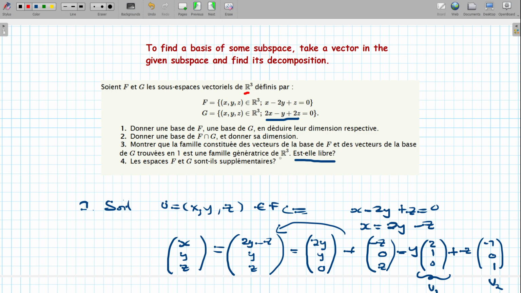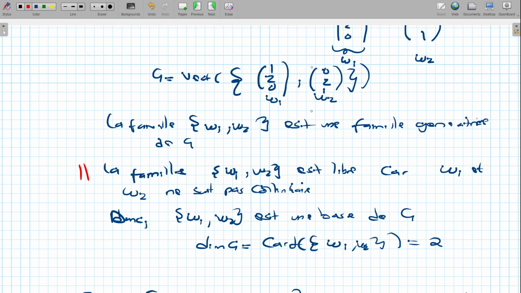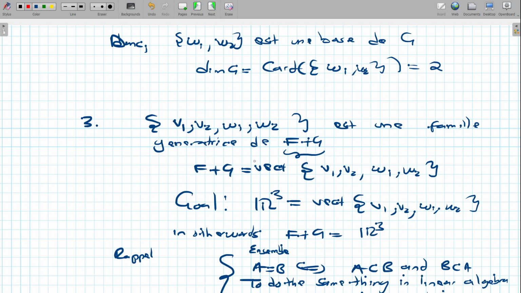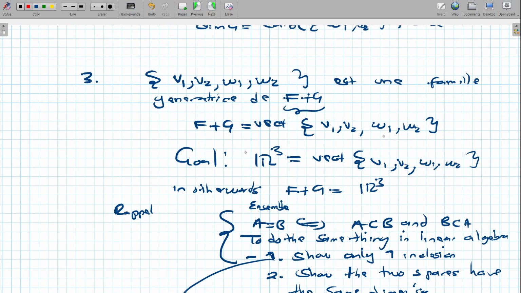génératrice de R3. So, normalement, if you find the union of the vectors in the base of F and the base of G, you're going to find une famille génératrice de F plus G. So here, F plus G is going to be equal to vector of this family of vectors, which is V1, V2, W1, and W2. Now, F plus G is equal to vector of this family of vectors if every vector in F plus G can be written as a linear combination of the vectors V1, V2, W1, and W2, like so. Okay? So, normalement, that's what you get.